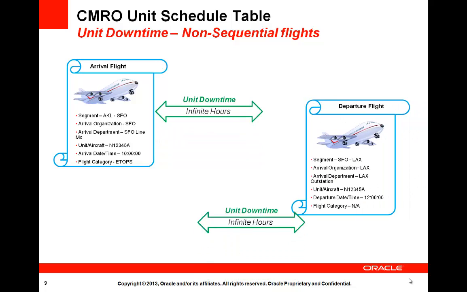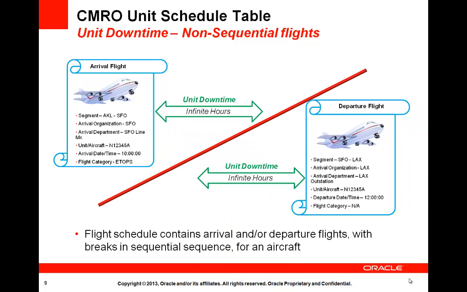Unit downtimes can also consist of non-sequential flights. That is, a flight schedule contains an arrival or a departure flight with a break in a sequential sequence for an aircraft. This can result in an orphan flight record. That is, it's difficult to determine if there's a flight before or after an arriving or departing flight. Therefore, a unit downtime contains infinite hours.